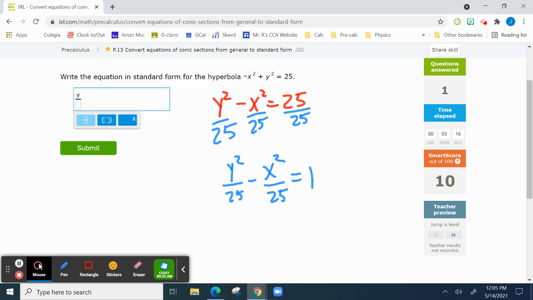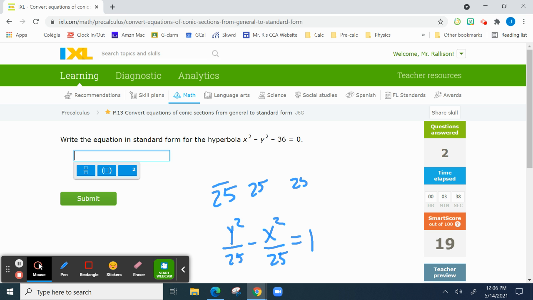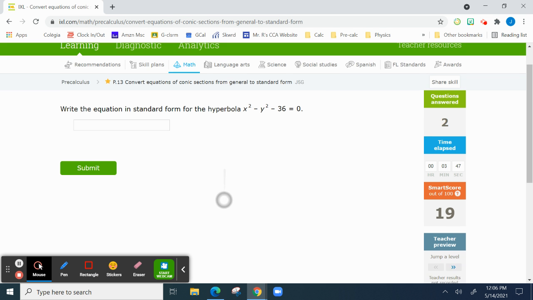Let's type it in here: y squared over 25 minus x squared over 25 equals 1. This one is going to be an up and down hyperbola because it has the y first instead of the x first, in case we had to graph that or whatever. And that is basically the same thing.